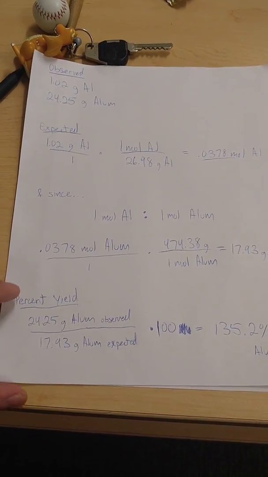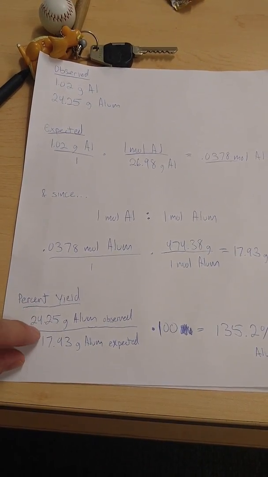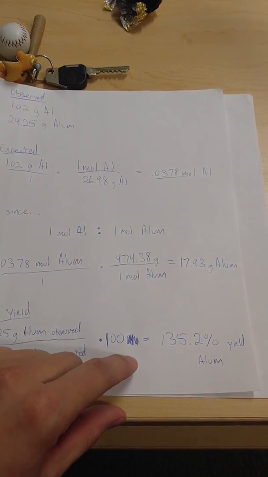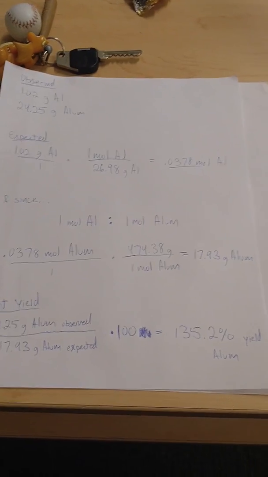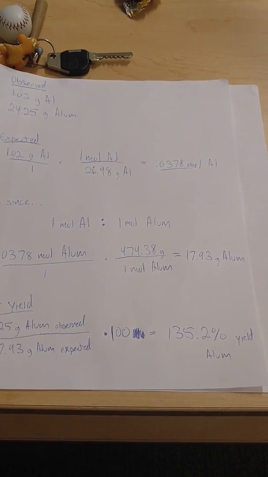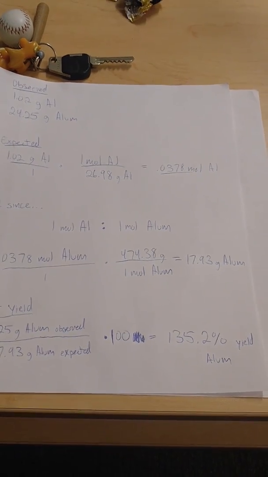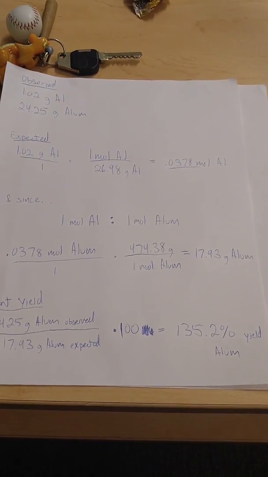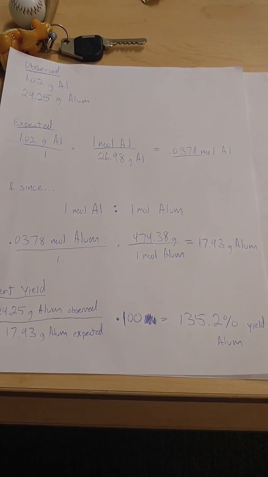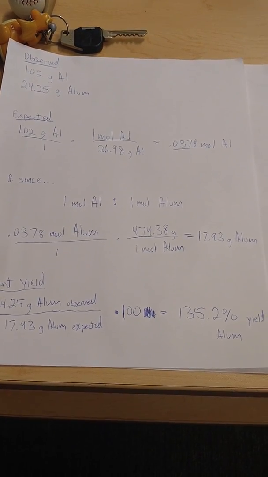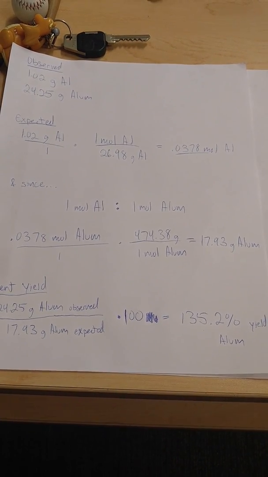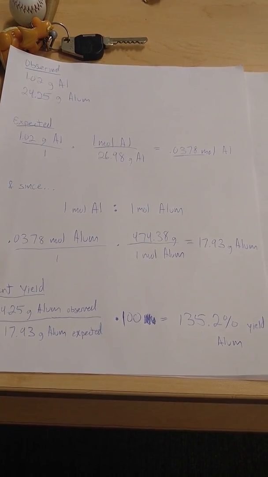Now, that's not what we got. We got 24.25 grams of alum, resulting in a 135.2% percentage yield of alum, which seems kind of absurd because how can we produce more than what we physically could? But this can be explained because of water's very sticky property. Water's polar, meaning that it has a positively charged side and a negatively charged side, meaning that it can stick to things very, very well.